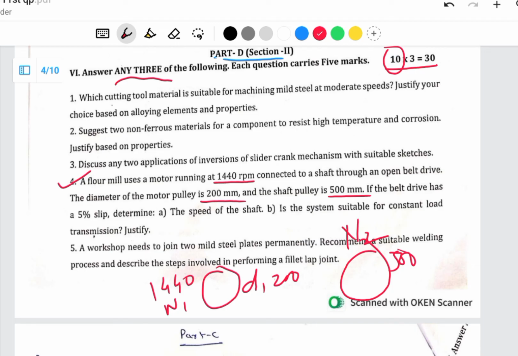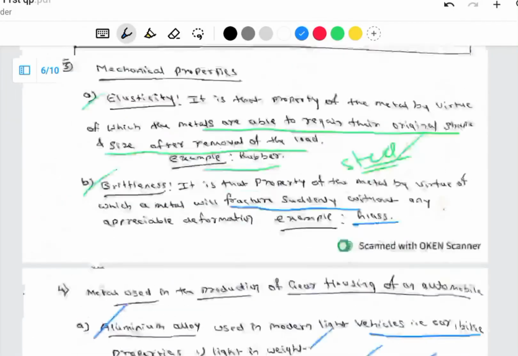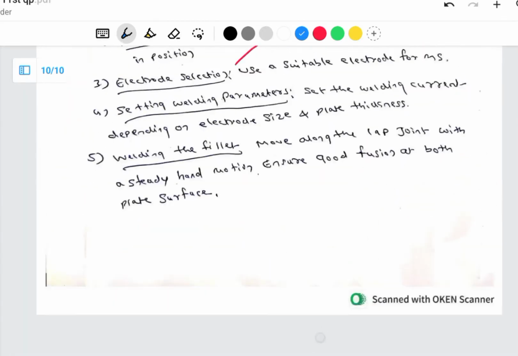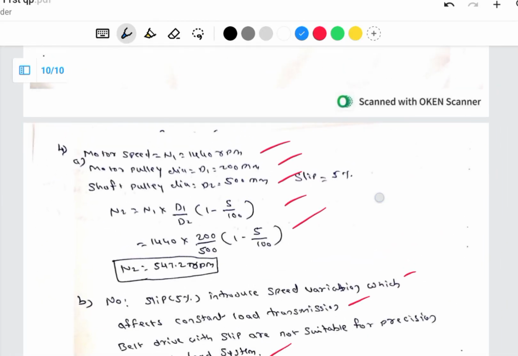What will be the formula for this one? The formula will be d1 by d2 is equal to n2 divided by n1. So this is the formula you can utilize.